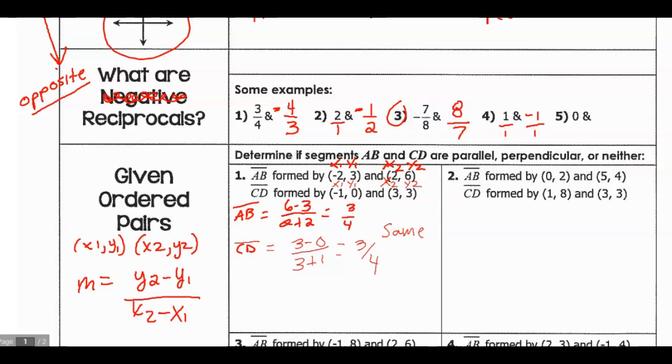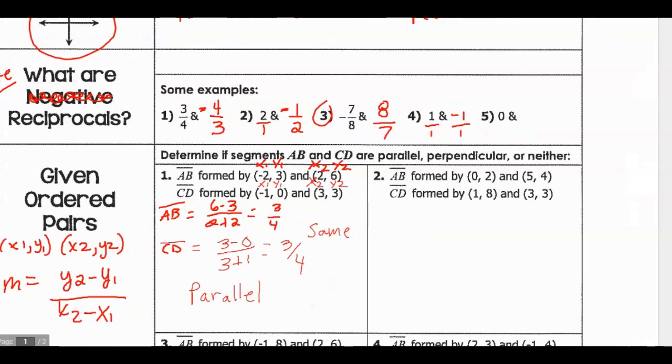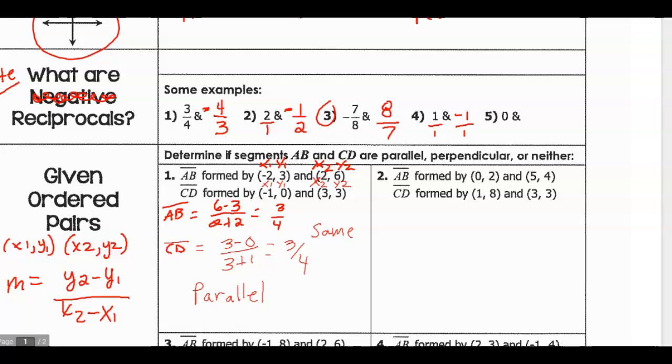So I have line AB, 3/4 is my slope, line CD, my slope. When that happens, they are parallel. Jump over to number 2.